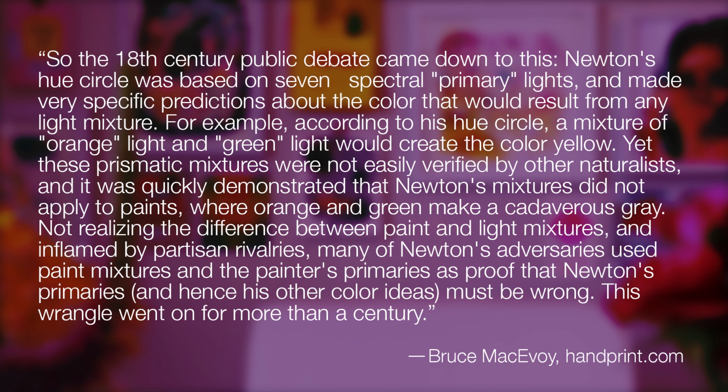Newton's hue circle was based on 7 spectral primary lights and made very specific predictions about the color that would result from any light mixture. For example, according to his hue circle, a mixture of orange light and green light would create the color yellow. Yet these prismatic mixtures were not easily verified by other naturalists, and it was quickly demonstrated that Newton's mixtures did not apply to paints, where orange and green made a cadaverous gray.